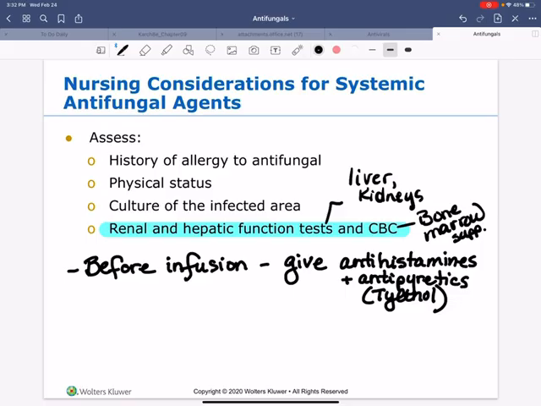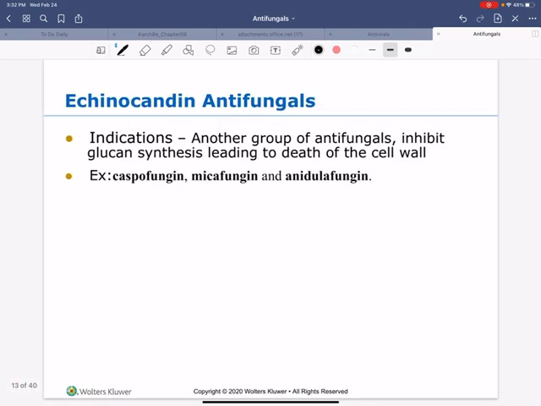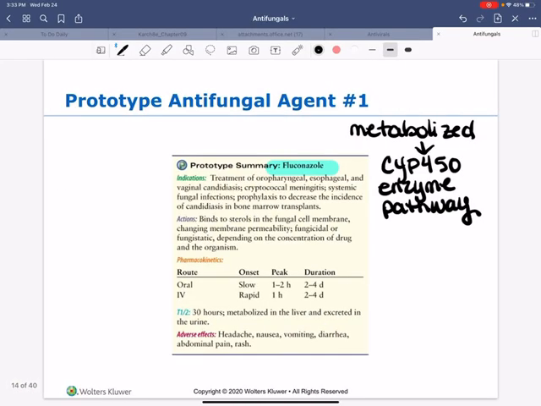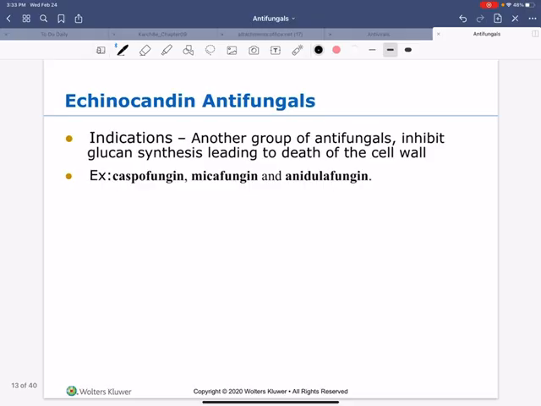So we want to monitor liver, kidneys. It can cause bone marrow suppression, so we're going to watch a CBC. Before the infusion, there's a chance of having a reaction. So let's give some Tylenol. Let's give some Benadryl to the patient to try to prevent those things from happening. Because remember, they're not getting this just for the heck of it. They're getting this because they're really sick, and they need it. You do not need to know these, but just so you know, there is another class of antifungals, which, to tell you the truth, I've never given in my entire life.